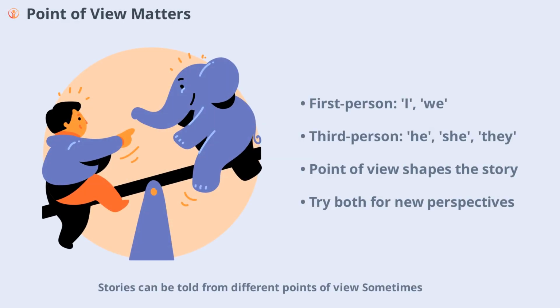Stories can be told from different points of view. Sometimes the narrator is a character in the story, using words like I or we. This is called first-person narration. Other times the narrator is outside the story, using words like he, she, or they. That's third-person narration. The point of view changes how we see the story and what we know about the characters. Try reading the same story from both points of view to see how it feels different. Understanding point of view helps you see the story from new angles.